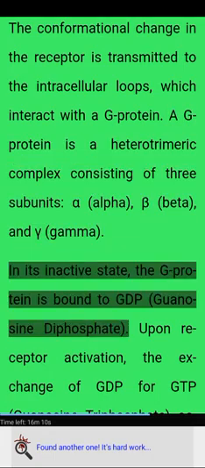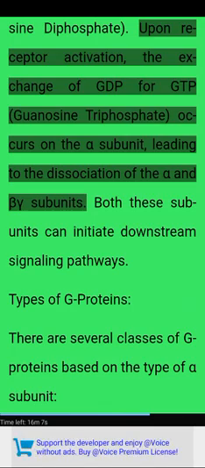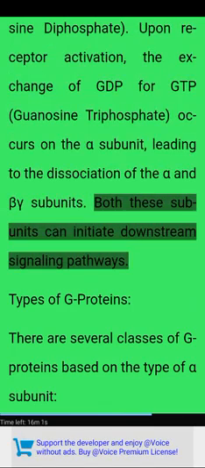In its inactive state, the G protein is bound to GDP, guanosine diphosphate. Upon receptor activation, the exchange of GDP for GTP, guanosine triphosphate, occurs on the alpha subunit, leading to the dissociation of the alpha and beta-gamma subunits. Both these subunits can initiate downstream signaling pathways.